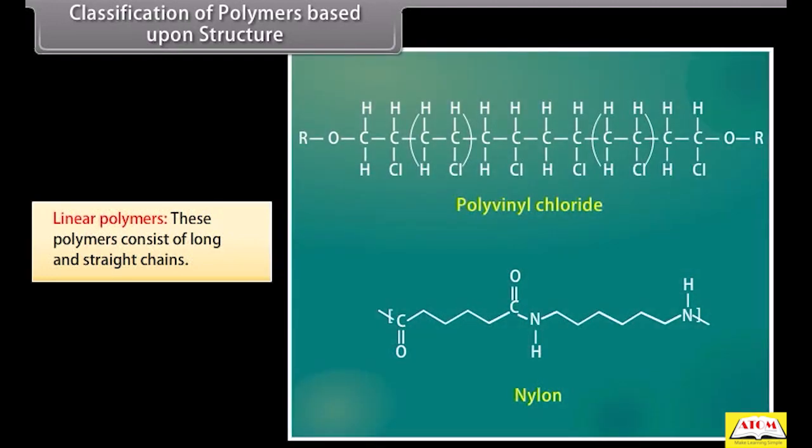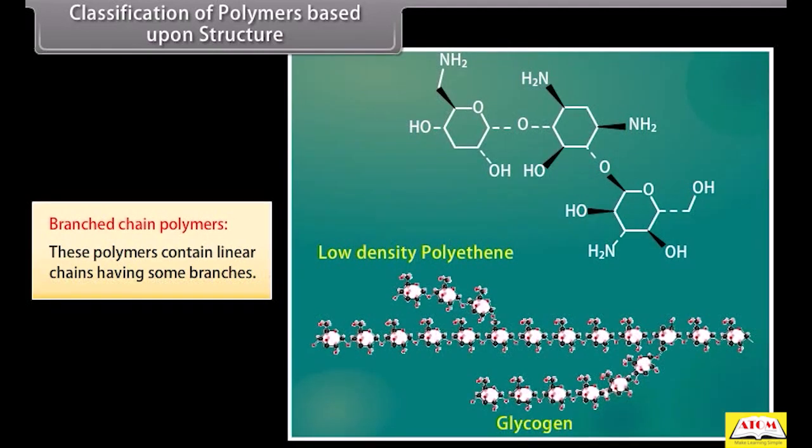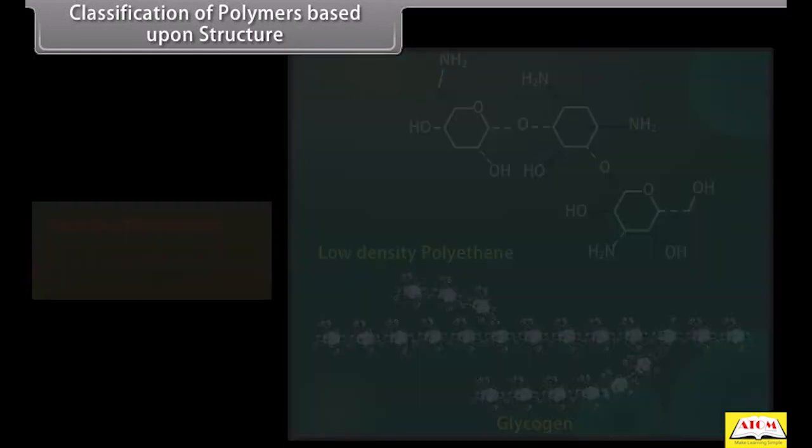Classification of polymers based upon structure. Under this type of classification, there are three subcategories. Linear polymers. These polymers consist of long and straight chains, for example, polyvinyl chloride and nylon. Branched chain polymers. These polymers contain linear chains having some branches. For example, low-density polythene and glycogen.